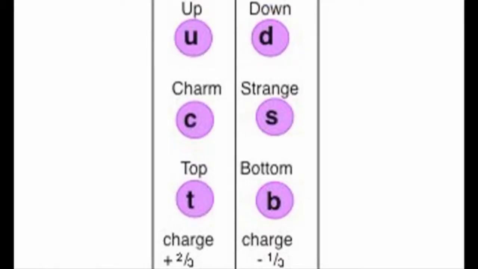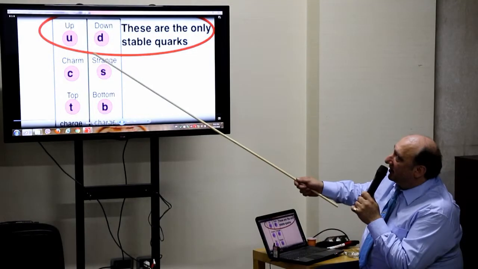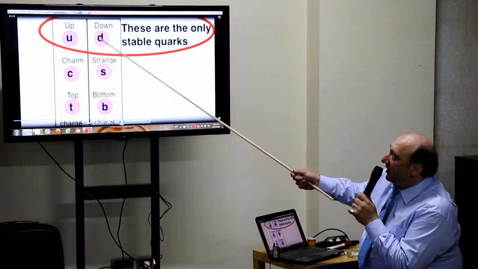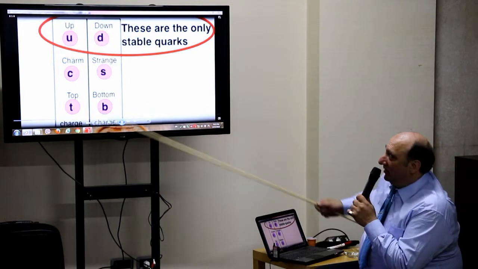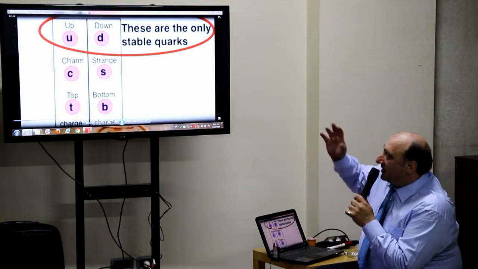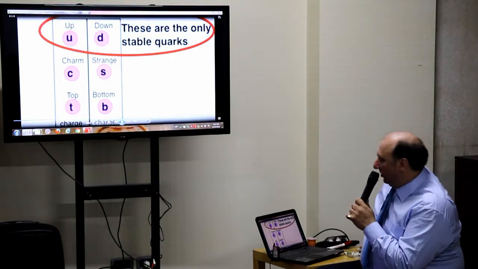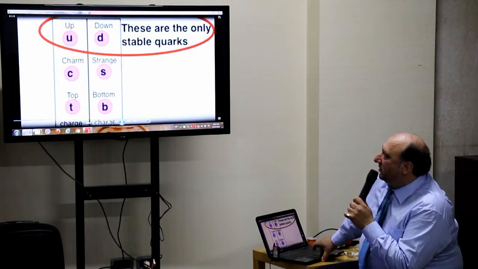There are 6 types: up and down, charm and strange, top and bottom. Three of these, up, charm and top, have a charge of plus 2/3, whereas down, strange and bottom have a charge of minus 1/3. The quarks they call up and down are stable. The rest disintegrate. And these give the charge to the proton or the neutron, or make it neutral.